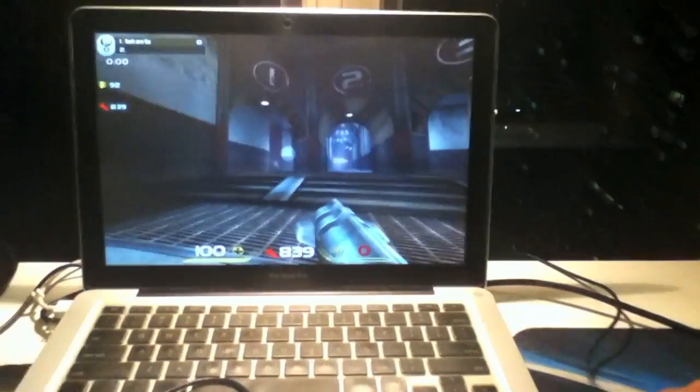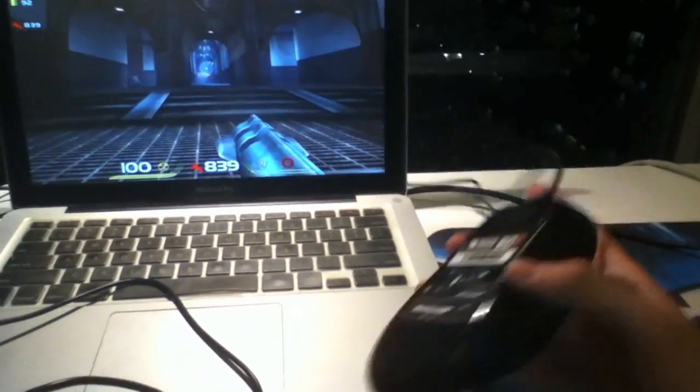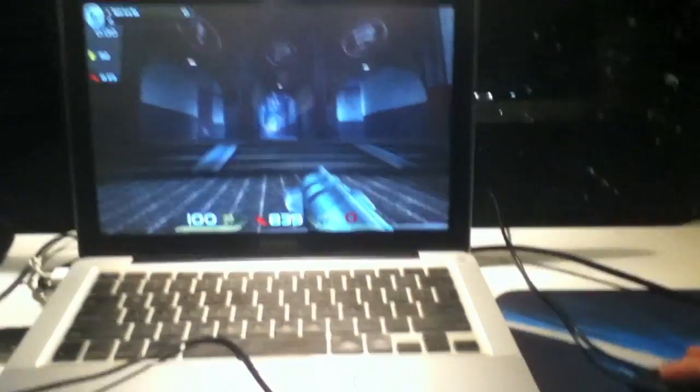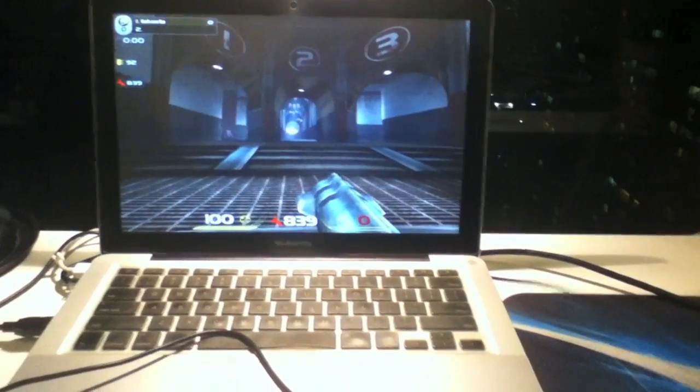So, to conclude: acceleration, yes; Z-axis, no problem; and liftoff distance, low. So that's the test of the Zowie EC1.